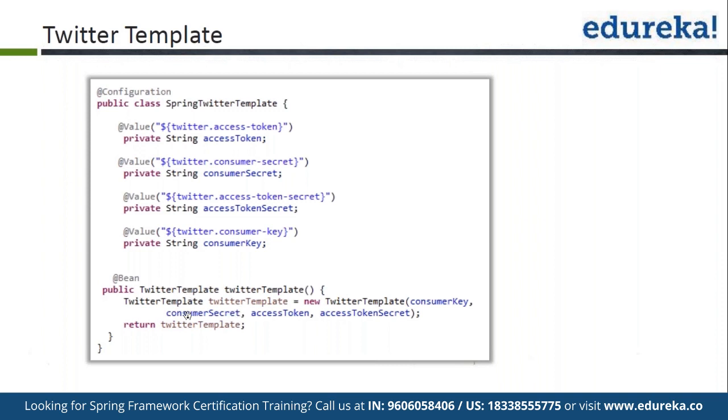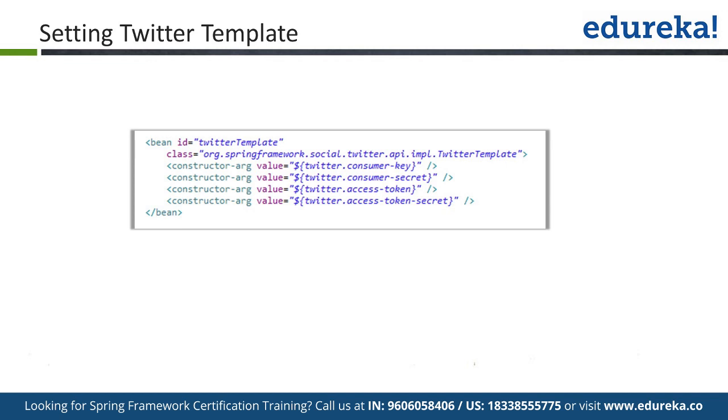Then you need to create a bean Twitter template by passing these 4 values to the Twitter template class. This Twitter template class is part of your Spring API, like JDBC template, Hibernate template, or any other template we have seen so far. So this is the way. Either you can use configuration like this, or you can use XML configuration like this, and you can use this ID to interact with your application. You can tweet, you can send messages, you can read messages on your Twitter account.